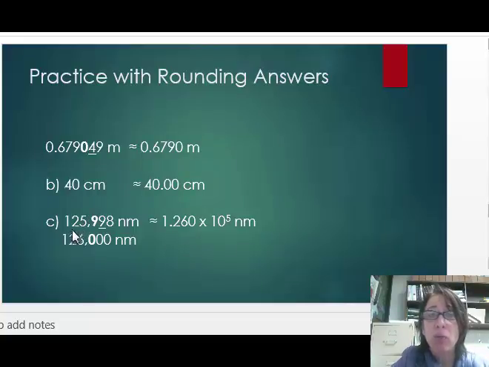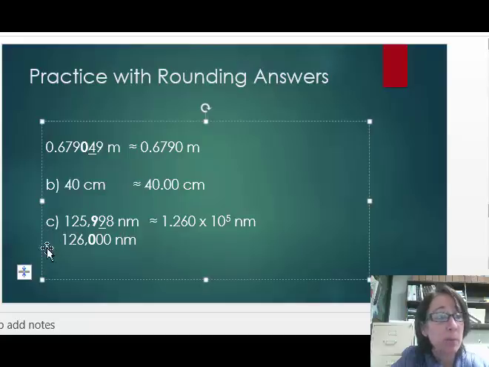Looking at our last example of 125,998 nanometers, we see that the 9 in the hundreds place is the last allowable digit since we want 4 sig figs. The digit to the right of the 9 is a 9, so we need to round up the 9 to 10.